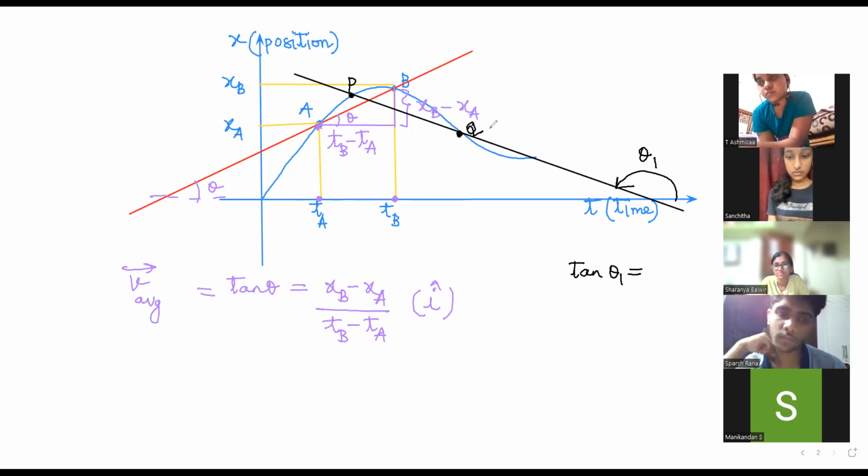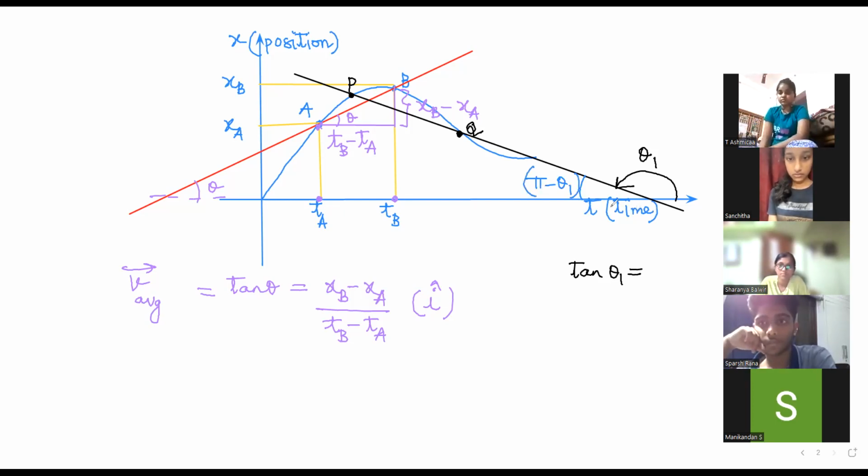Now what will you do? You have to write this triangle then. This is pi minus theta 1. Understood? Now, complete this triangle. If this angle is pi minus theta 1, this angle will also be pi minus theta 1. Yes or no?